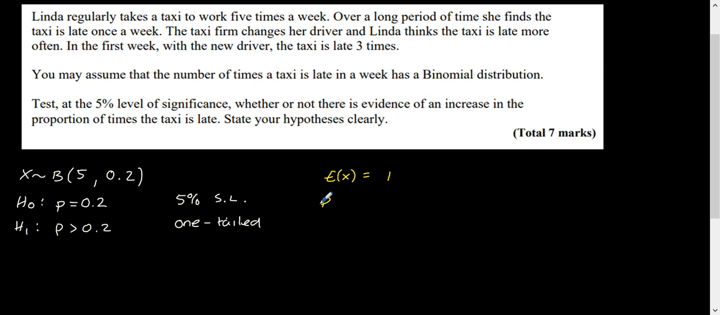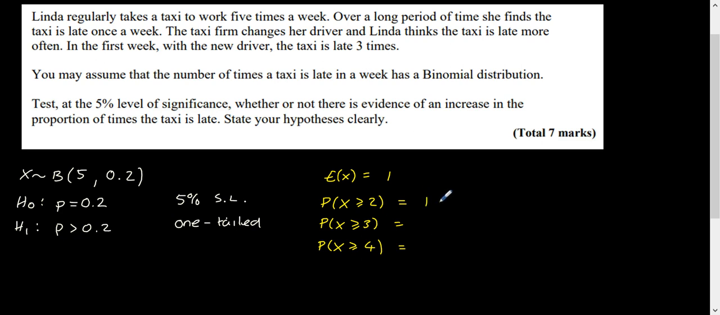So I can test a couple of different things. I can test the probability that X is greater than or equal to 2. I can test the probability that X is greater than or equal to 3. I can test the probability that X is greater than or equal to 4. And I'm looking for the first one of these that's less than 5%. That is going to tell me what my critical value is, and therefore the critical region.